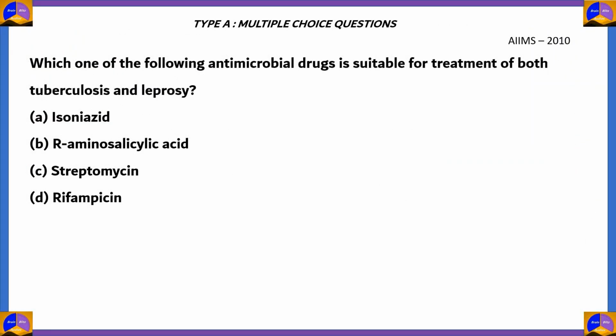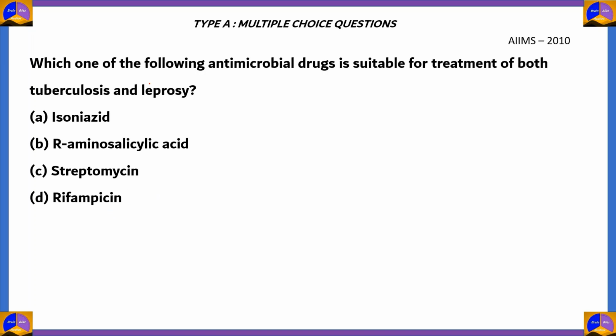Let's look at this question. Which one of the following antimicrobial drugs is suitable for treatment of both tuberculosis and leprosy? Is it A, isoniazids, B, R-aminosalicylic acid, C, streptomycin, D, rifampicin?